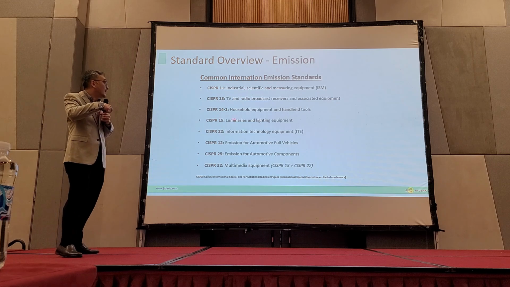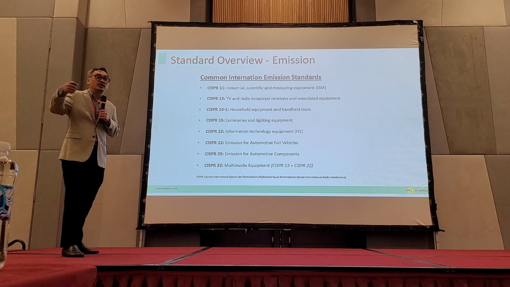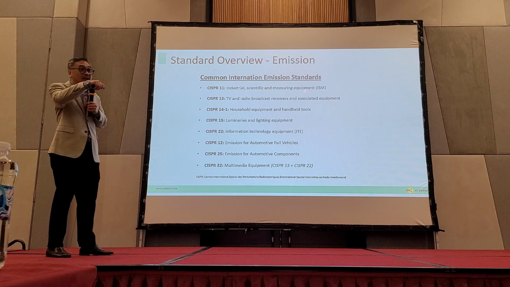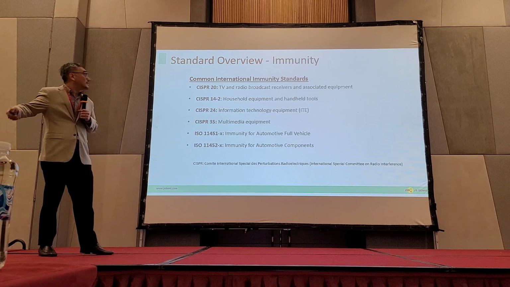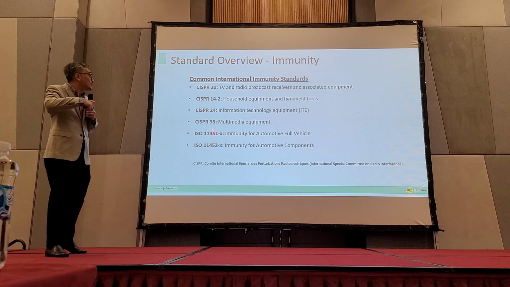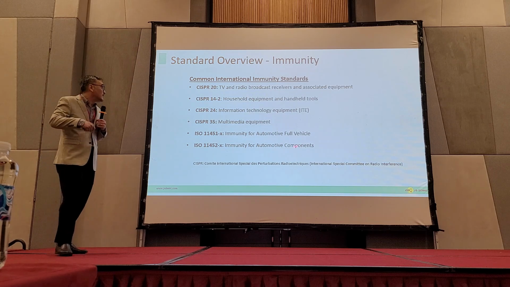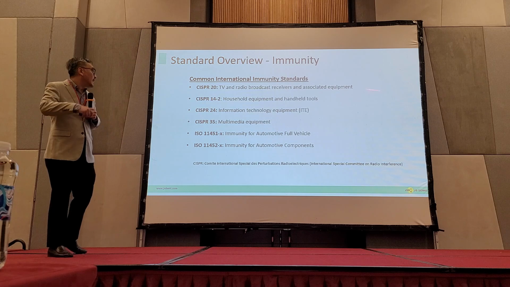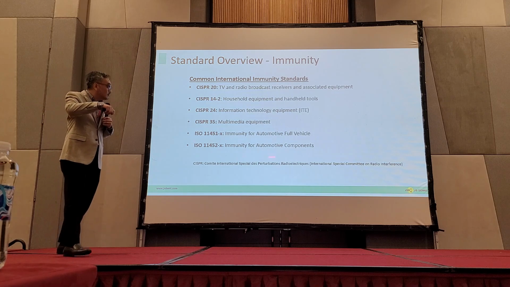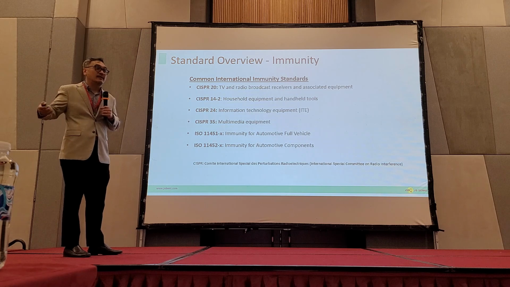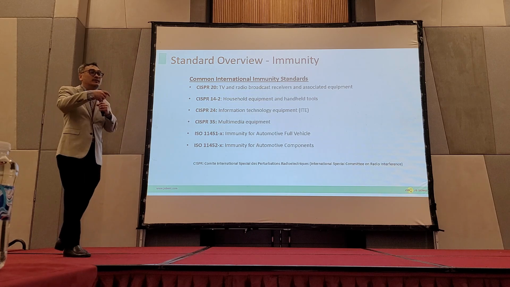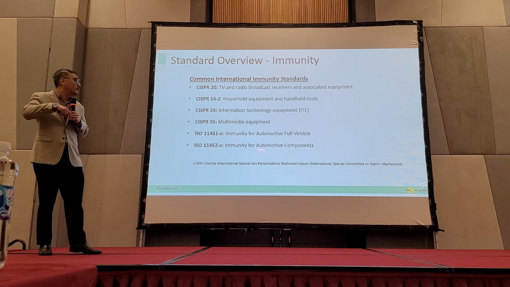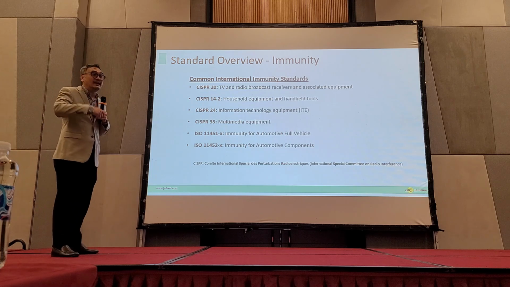If you make a household product, like an air conditioner or washing machine, then you need to comply with CISPR 14. This is only the emission. Emission and immunity have different standards. For immunity, for example, household is CISPR 14-2. For multimedia equipment, for example your new TV, television, or your hi-fi systems, it is for multimedia. And automotive components, like the radio in the car or the meter in the car, we need to do EMC as well.